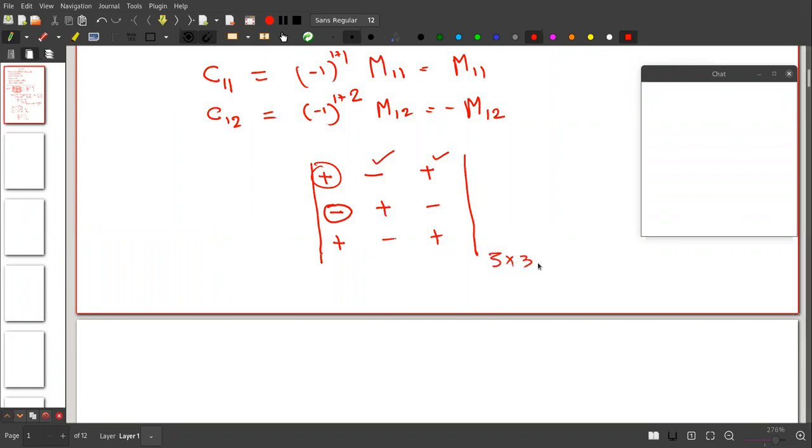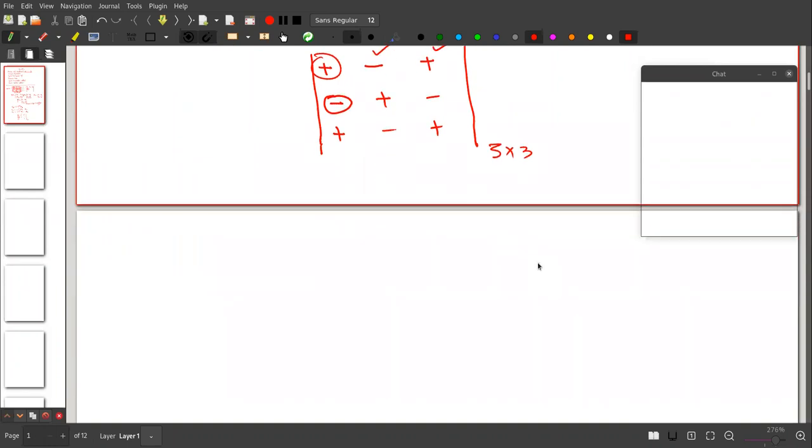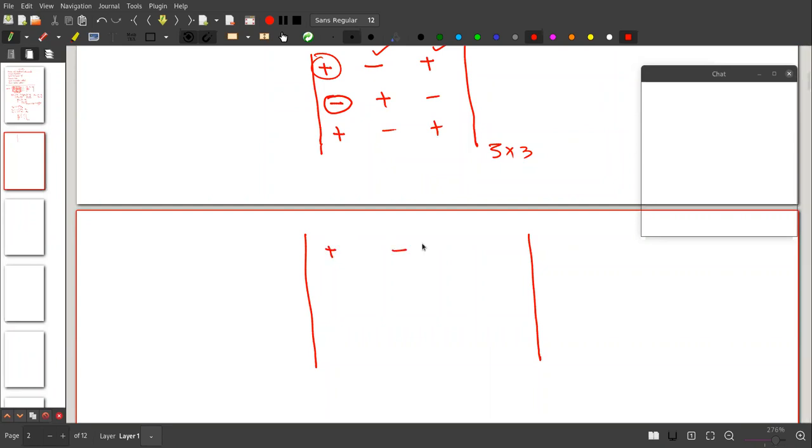Say if I want to write a 4 by 4 determinant. So let's say we want to write a 4 by 4 determinant. So the sign will be plus, minus, plus, minus, minus, plus, minus, plus, plus, minus, plus, minus, minus, plus, minus, plus. Okay. So this is alternating. So I mean, it's easy to put.